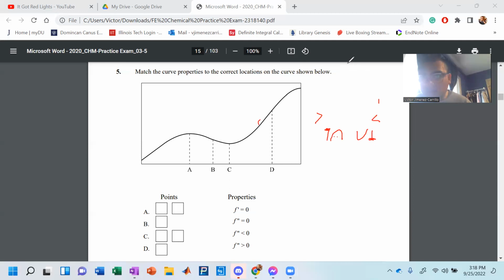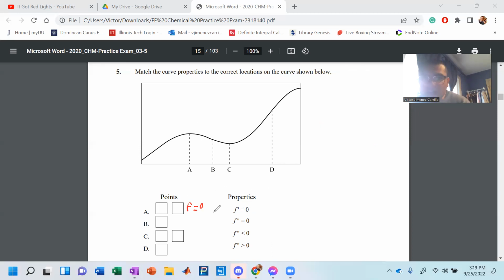That's just basic calc. Now, with that being said, let's match it. So point A needs 2 of these properties. Well, obviously, it's a relative max. So it's going to go with f prime equal to 0. So it goes with A. We'll go f prime equal to 0.